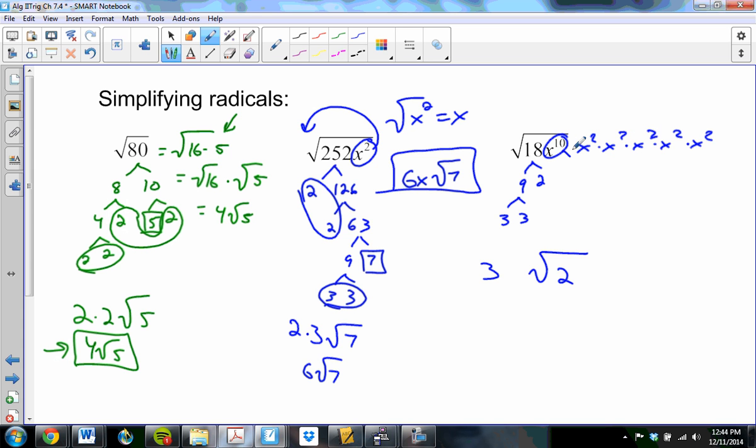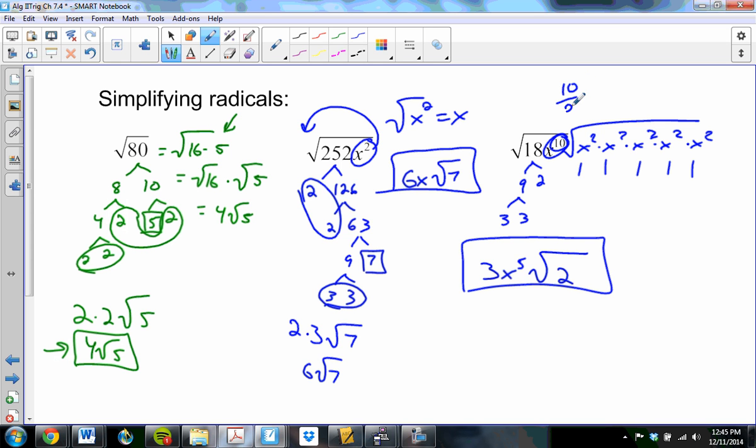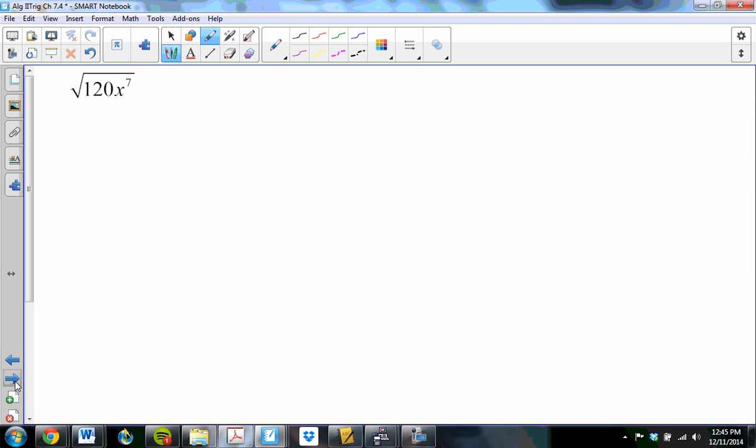So there's 1, 2, 3, 4, 5 x's. It's really 3x to the 5th root 2. The shortcut there is obviously I can take this 10 and divide it by 2, and that's how many x's come out. 5 x's came out.